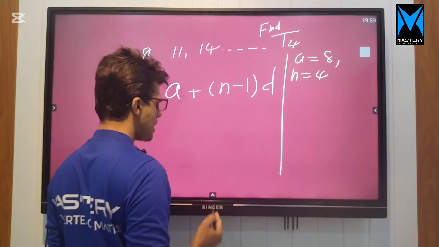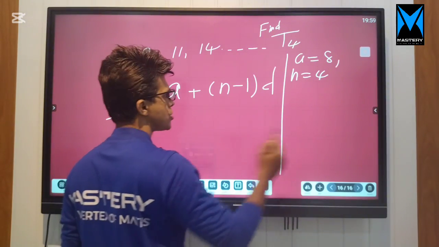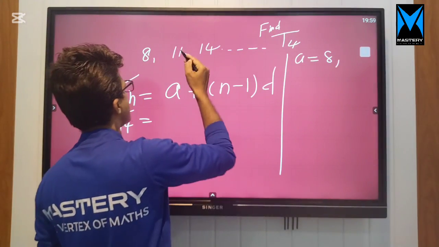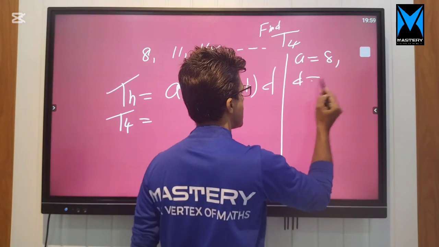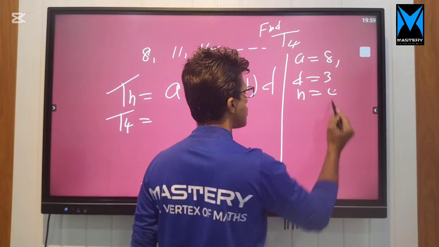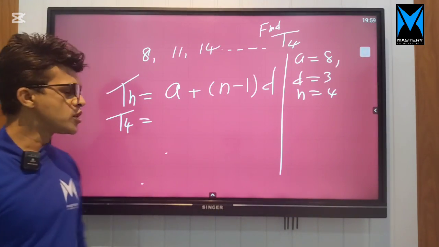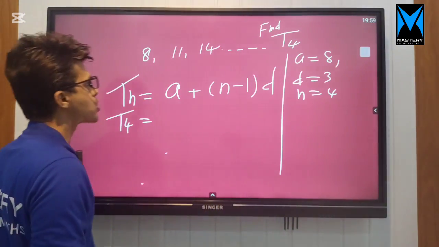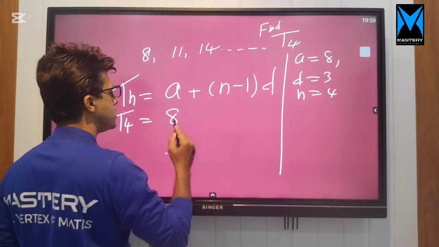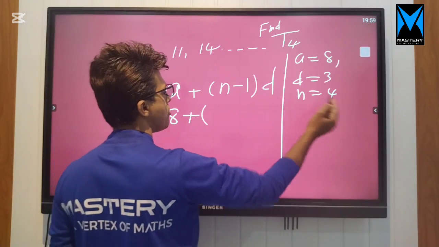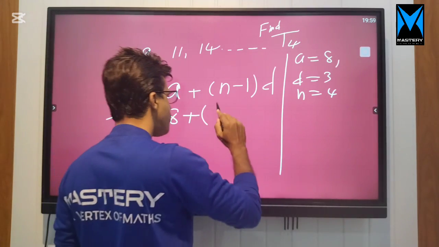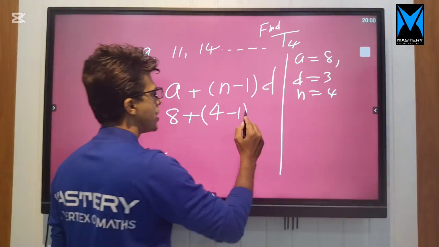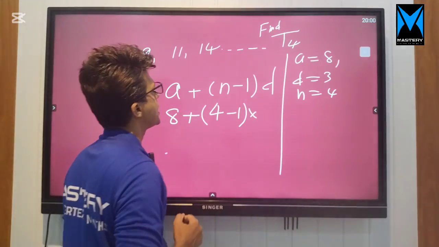Now the value of d is the common difference. I taught you that 11 minus 8 is 3, so d equals 3, n equals 4. Now we are going to substitute these values into this formula. So a equals 8 here. Then n means the fourth term, then 4 minus 1. Every time we need to subtract 1. Then multiplication.